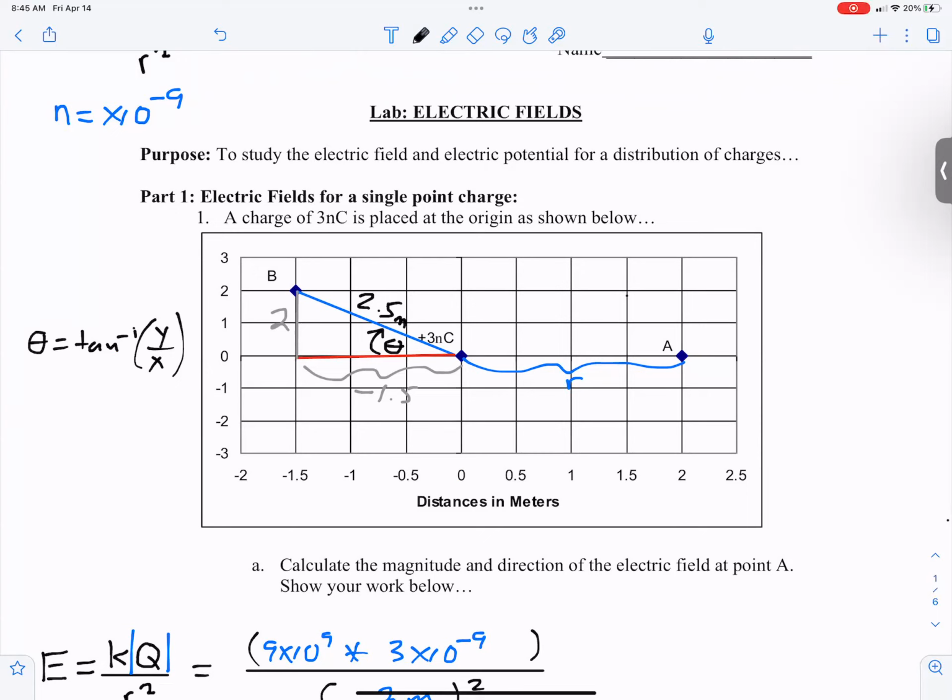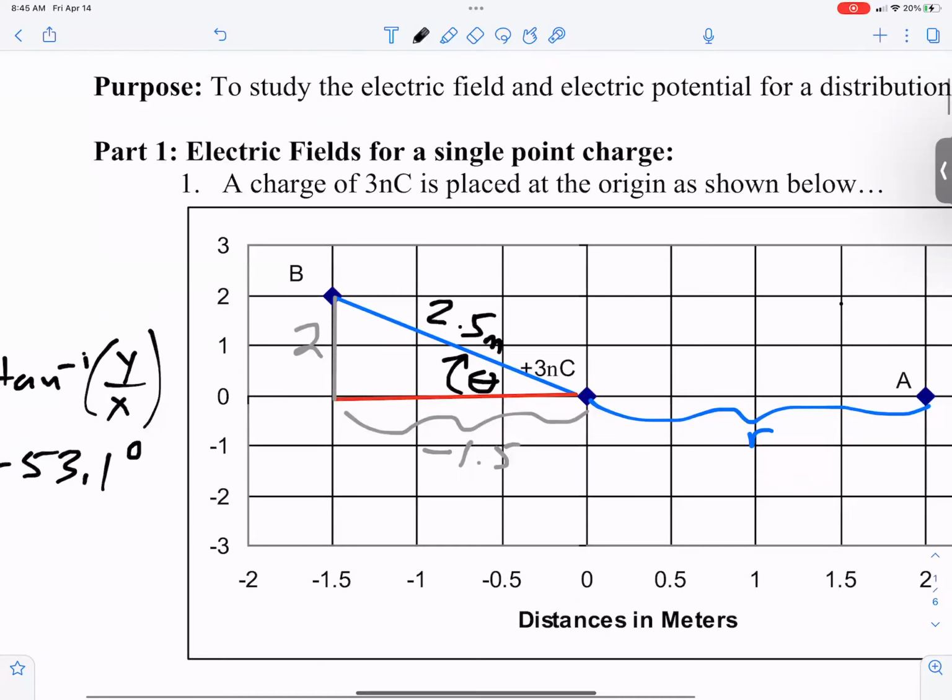Okay, so if we take the arctangent of 2 divided by negative 1.5, we get about negative 53.1 degrees. Negative because it's going clockwise from the negative x-axis. Okay, but 53.1 degrees above that negative x-axis, that's where we're going.